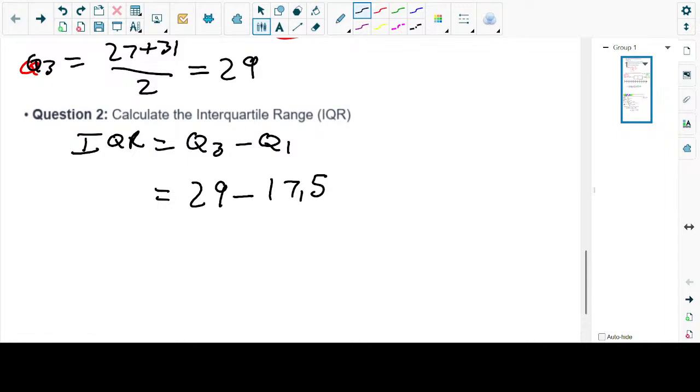What's your answer for the sum? We're going to get, you say it's 29 minus 17,5. We're going to get 11,5. Okay, your calculator is correct. It's correct. Okay, 11,5.